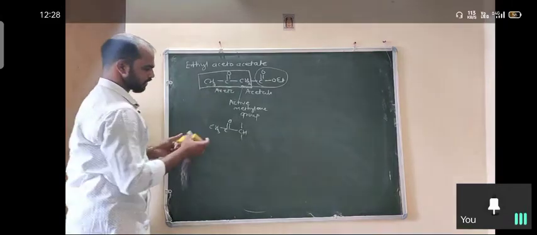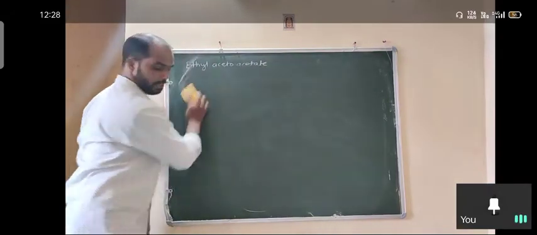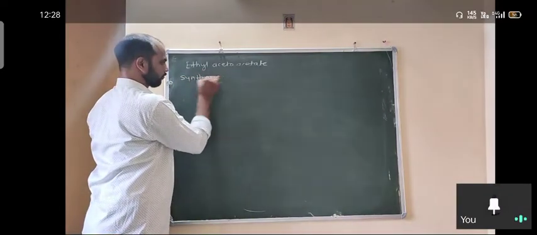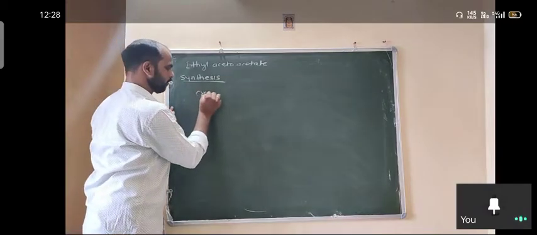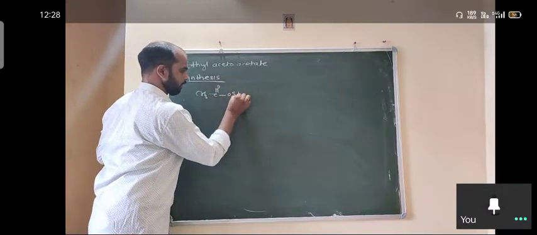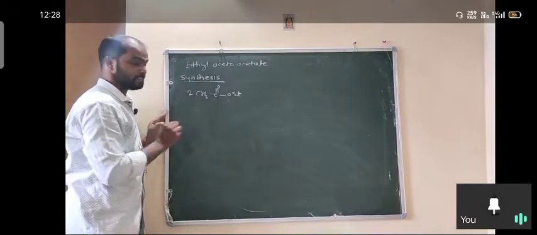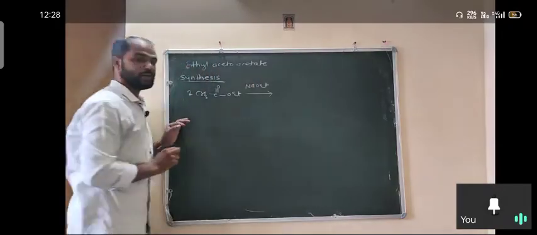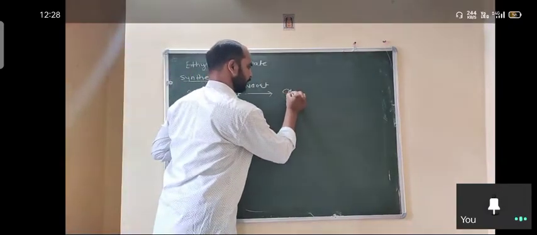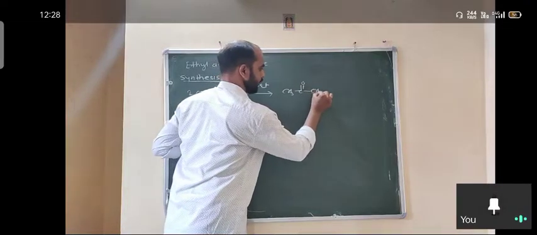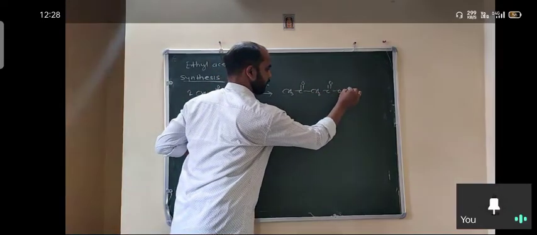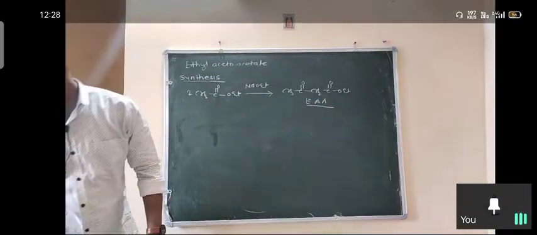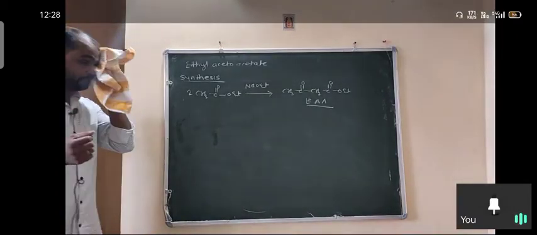So we are going to discuss first the synthesis of ethyl acetoacetate. So what is the synthesis? Here we need two molecules of ethyl acetate in the presence of NaOEt as the base. In the presence of NaOEt as the base, we get CH3 C double bond O, CH2, C double bond OEt, meaning ethyl acetoacetate is the product formed during this reaction.